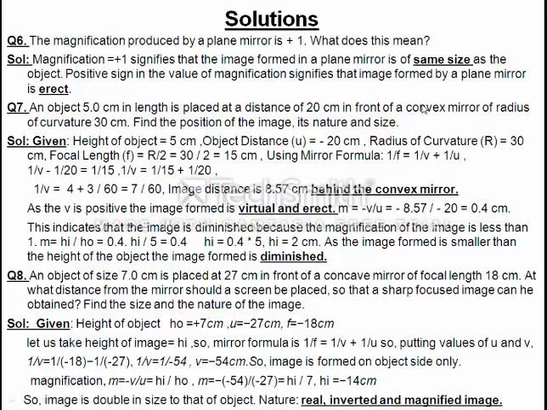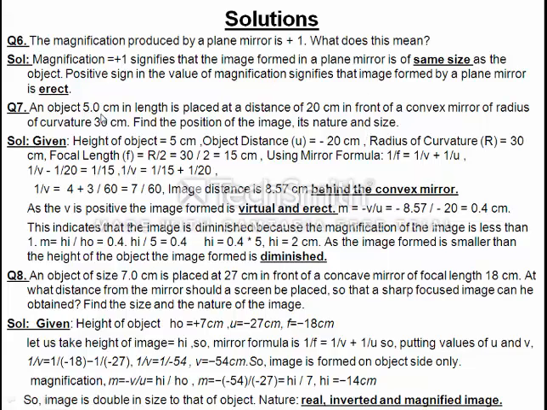So here it is given the radius of curvature is 30 centimeter. So R is how much? 30 centimeter. If R is 30 centimeter, what is F? F is equal to R by 2, so F will be 15 centimeter. So we have to find what? The position of the image, its nature and size. Nature and size. Size also.